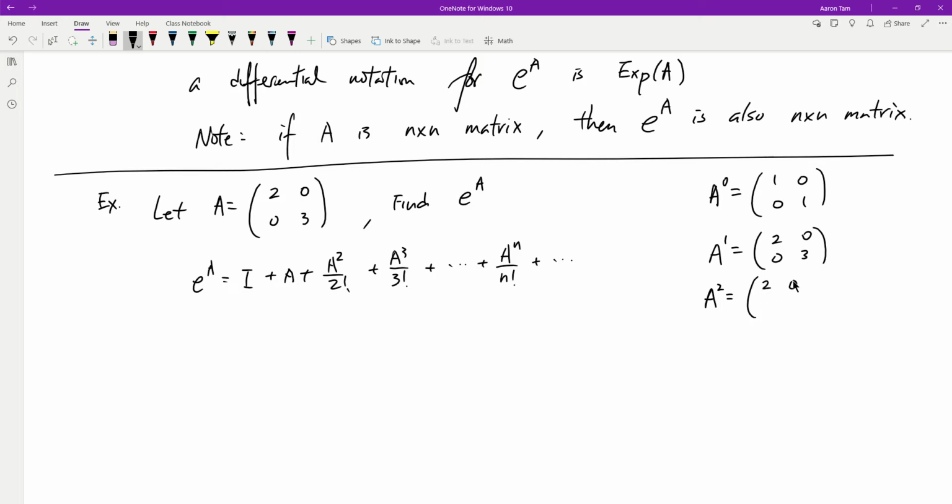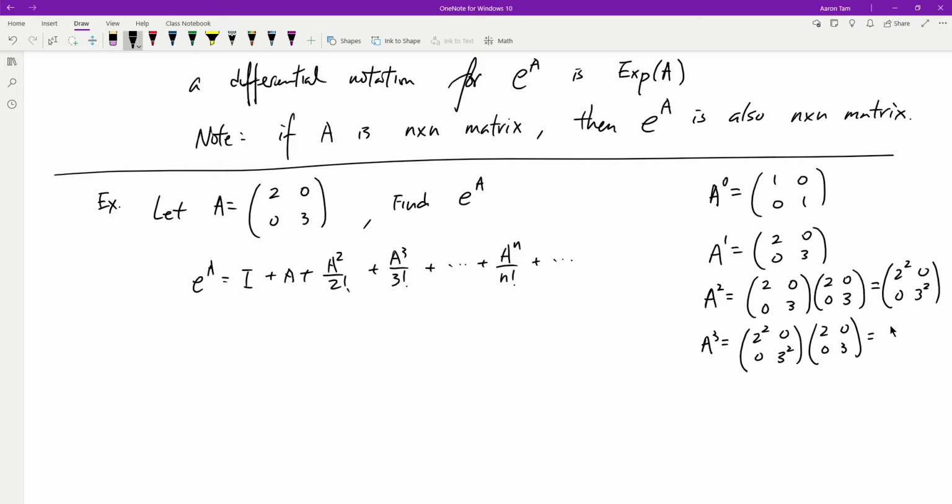Well, that would be [2, 0; 0, 3] times [2, 0; 0, 3]. And the nice thing about a diagonal matrix is that when I do that, I just get [2 squared, 0; 0, 3 squared]. Now let's do A to the third. That would be A squared multiplied by A again, and that comes out to be [2 to the third, 0; 0, 3 to the third]. Now, I'm hoping everyone sees a pattern here.